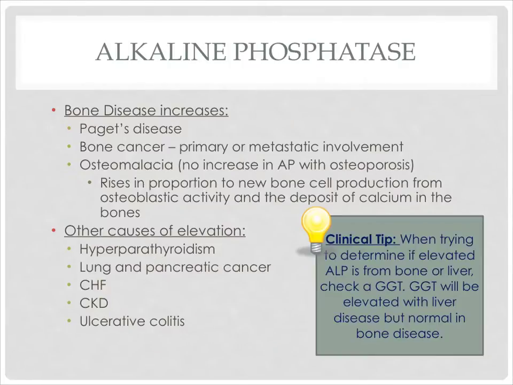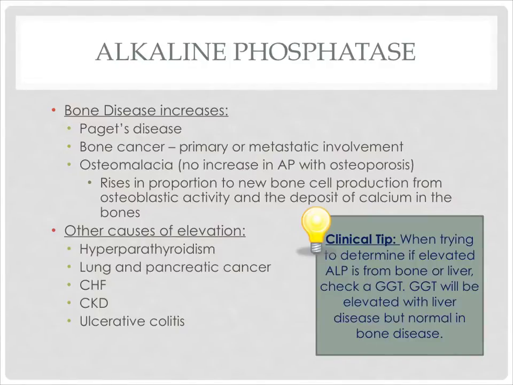With regards to bone disease, you'll see an increased ALP in Paget's disease, bone cancer, osteomalacia. However, you will not see an increased ALP in patients with osteoporosis. Other causes here, you'll see it in hyperparathyroidism because of the rapid bone turnover. You're going to see it in lung and pancreatic cancer, CHF, chronic kidney disease, and ulcerative colitis.